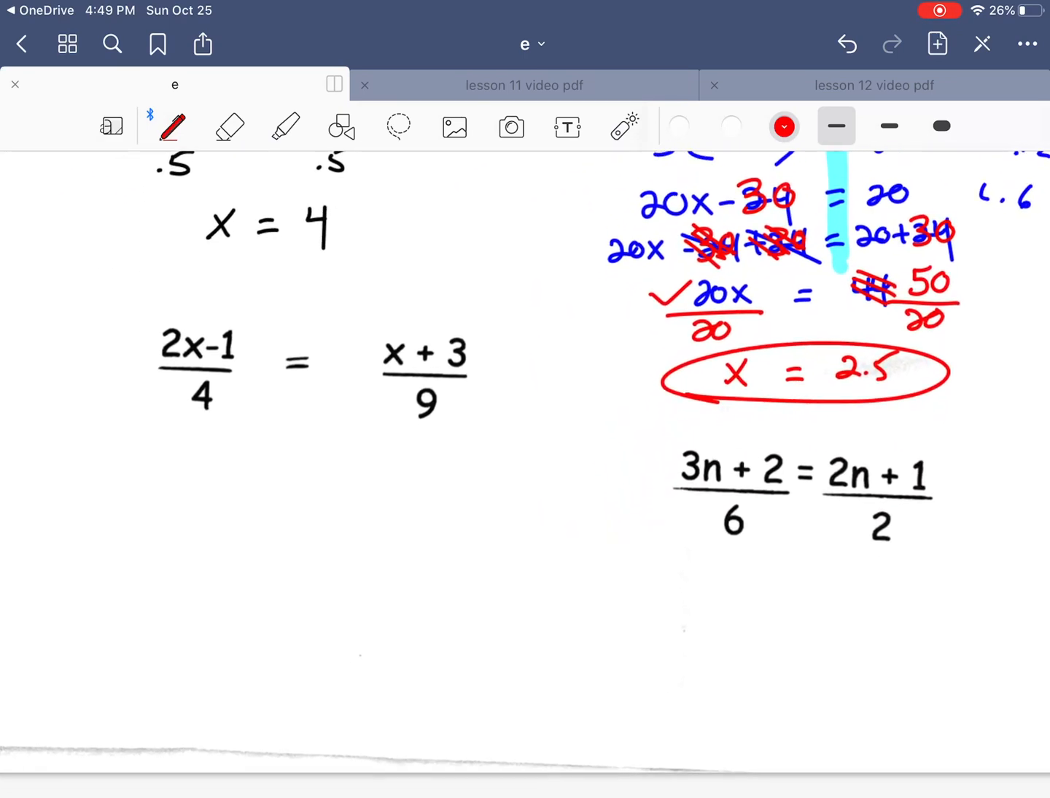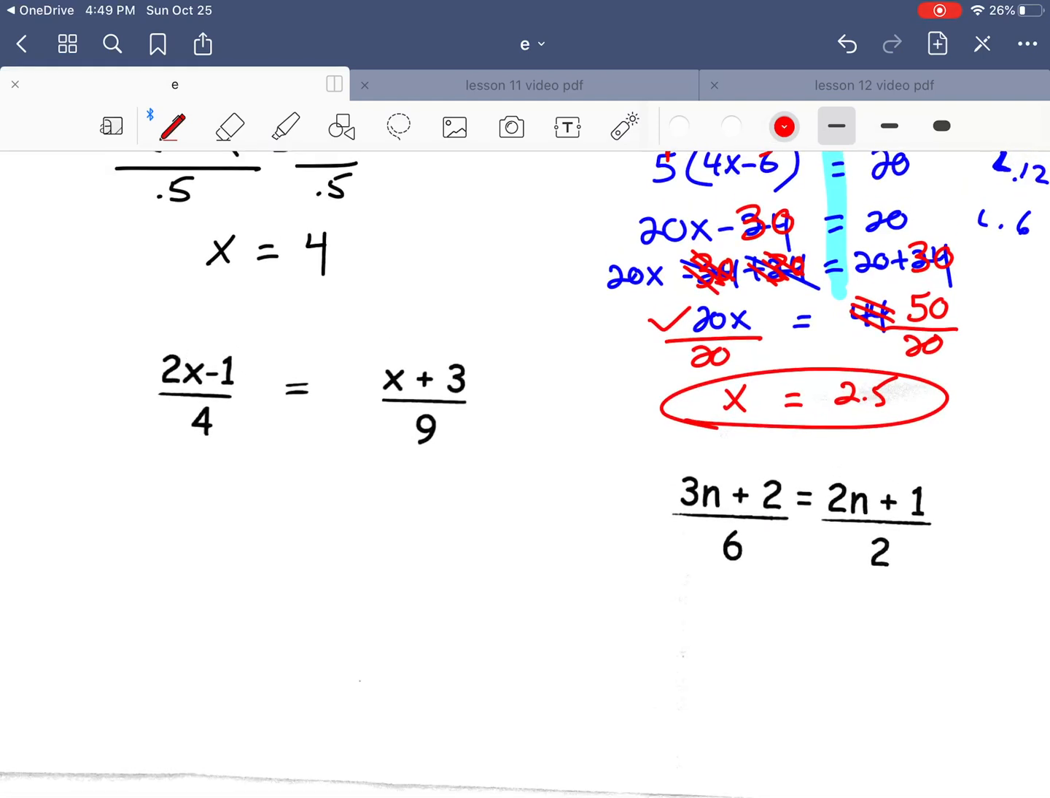Last couple of examples here. Now I have those full questions. I'm going to do one as a decimal method and one as a fraction method, okay? When a full fraction is equal to another full fraction, I can definitely do the crisscross method. So let's do that here.